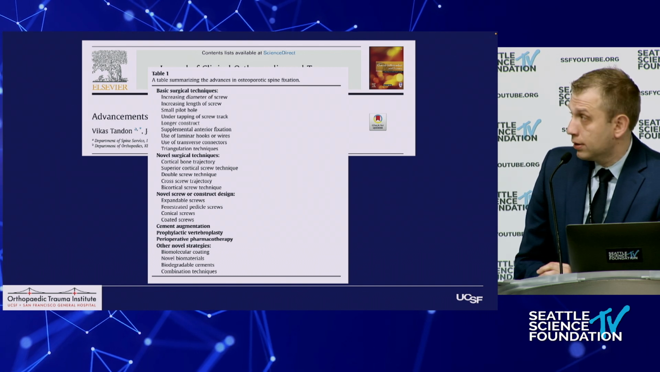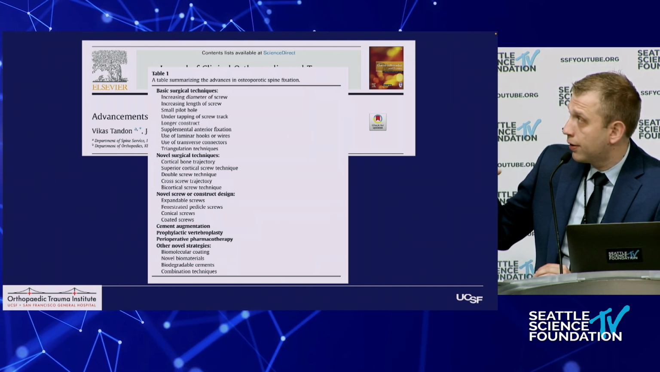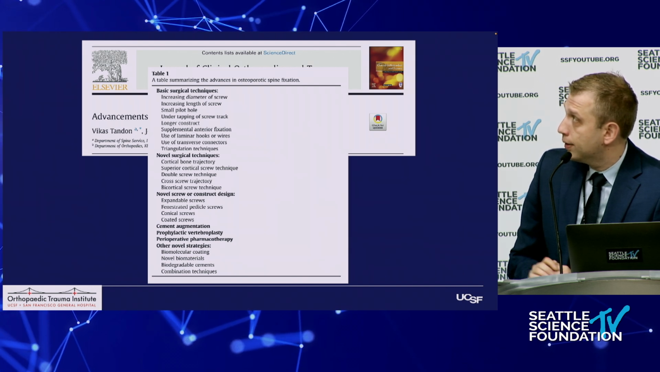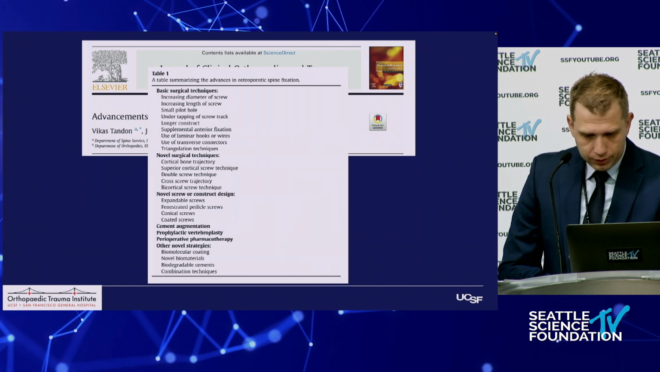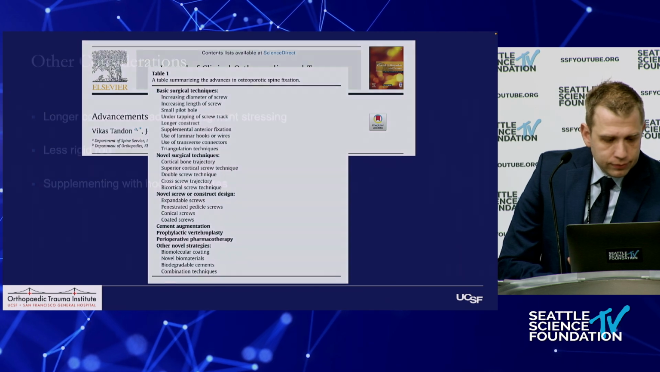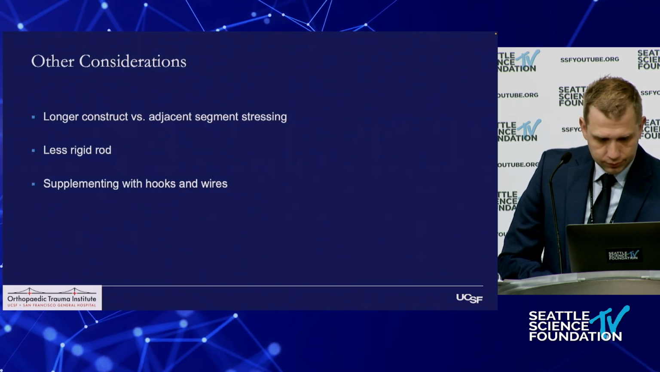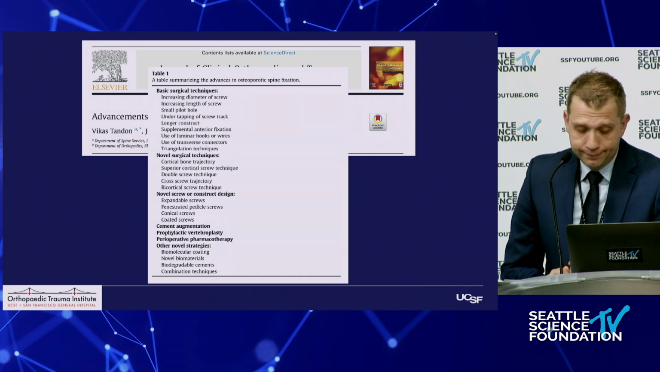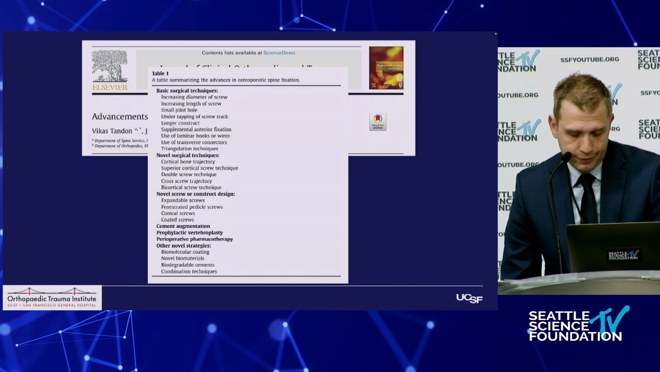Here I have a nice little table summarizing a lot of the techniques and aspects that I discussed, as well as a few other ones. This is actually a pretty good paper. It's behind it. But there you have the summary table.